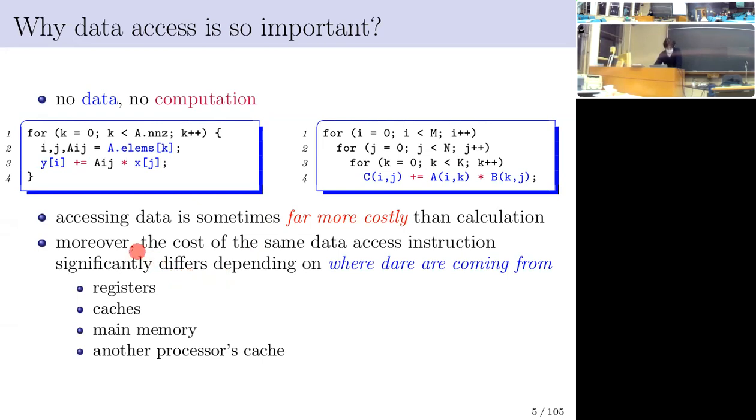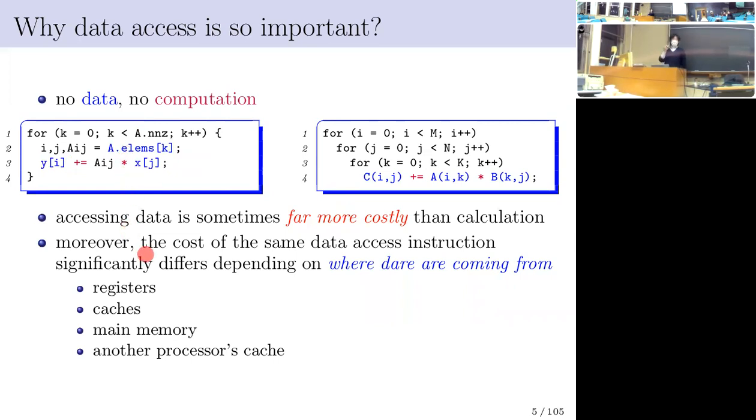And yet another reason why accessing data is so important is that the cost of the same data access instruction significantly depends on where that data is actually coming from. Those are similar expressions in terms of C, right? They are all array indexing expressions, right?